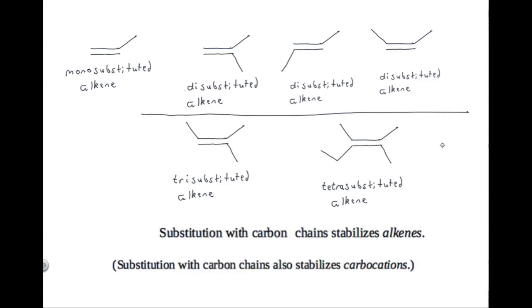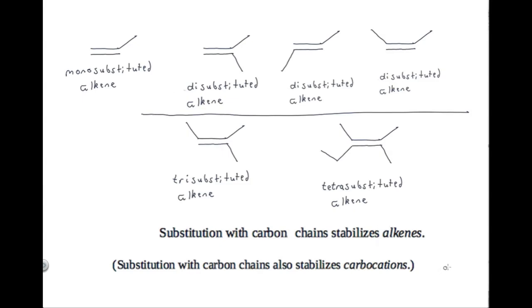By the way, you should already know also that substitution with carbon chains also stabilizes carbocations. You should have already learned, for example, that tertiary carbocations are the most stable because they're the most substituted with carbon chains. This is an idea that I talked about in my series on SN1, where I explained why substitution with carbon chains stabilizes carbocations. That's not directly relevant for E2 reactions, but as long as we're learning this idea, we might as well also review this idea.